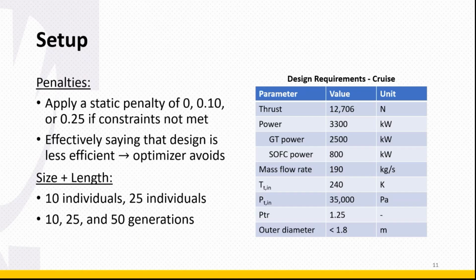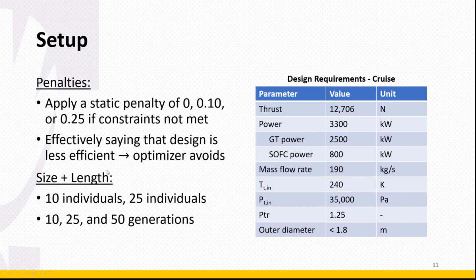And what this effectively does is say that that design is that much less efficient. So for example, for the small penalty factor of 0.1, if we have a 90% efficient design that consumes too much power, the penalty factor would make that design be seen as 80% efficient as the optimizer sees it. So then the optimizer tends to avoid those regions and pursues more favorable regions that do meet the constraints.